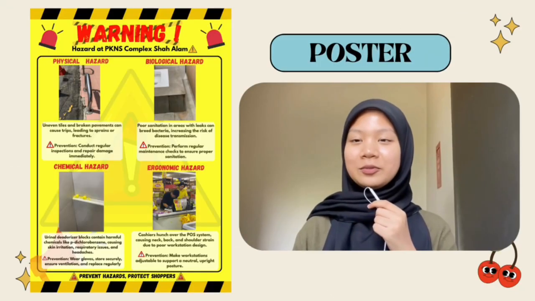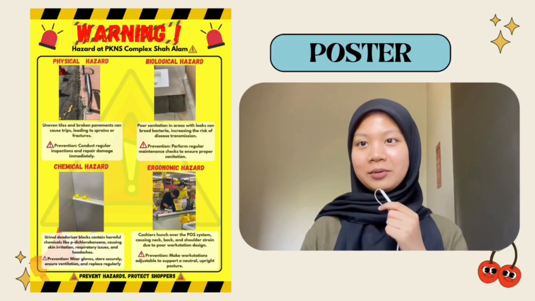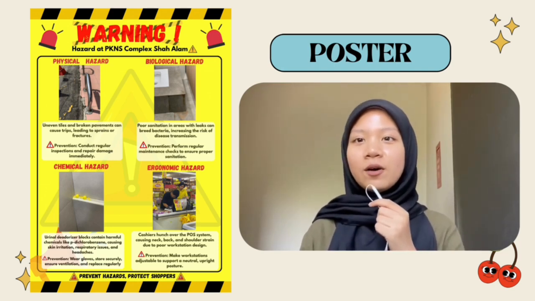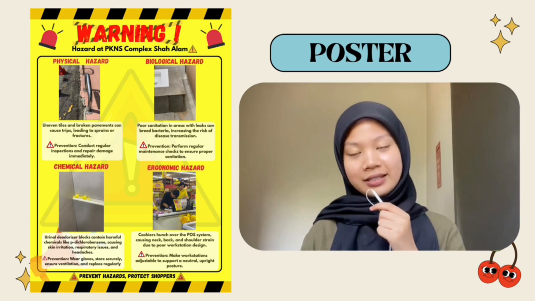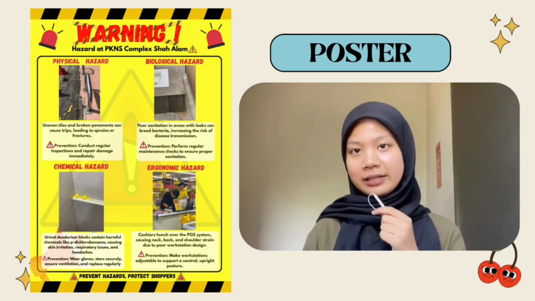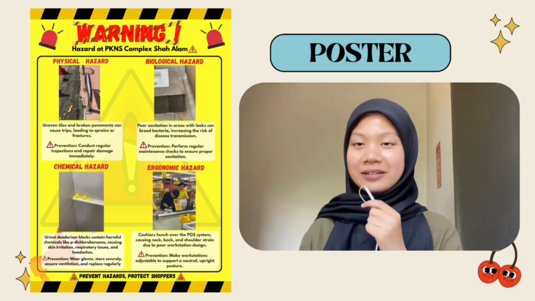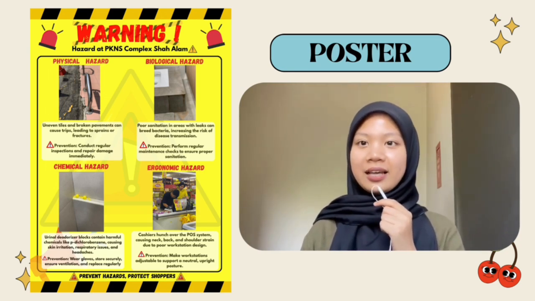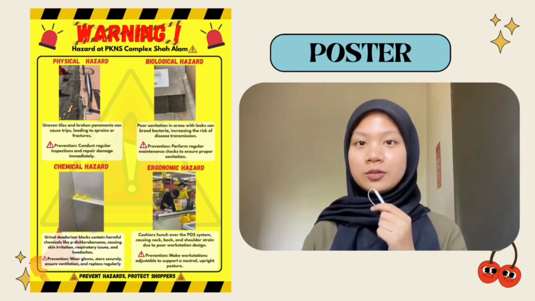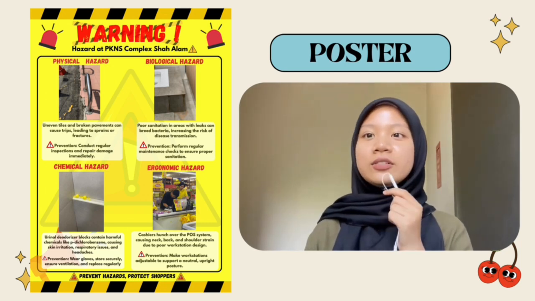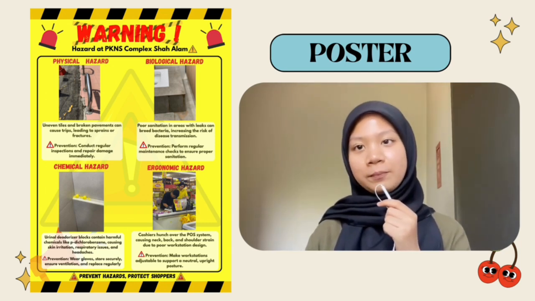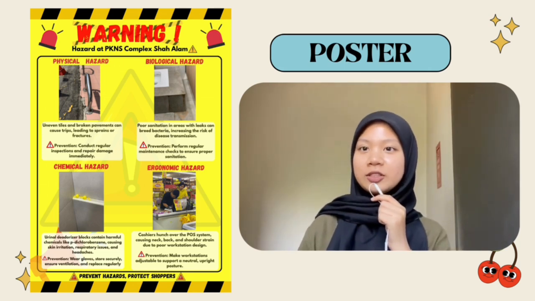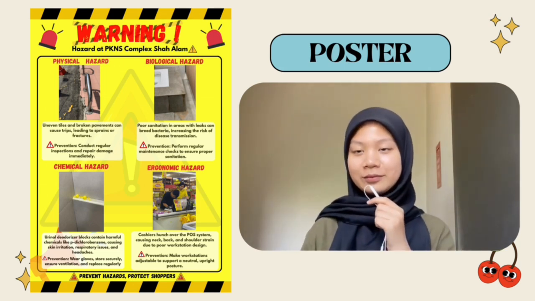Next, I would like to present our poster, The Hazard at PKNS Complex Shah Alam. In this poster, we identified 4 main types of hazard: physical, biological, chemical, and ergonomic hazard. First, the physical hazard. As you can see in the picture, uneven tiles and broken pavement can cause people to trip and fall, leading to injuries like sprains or fractures. To prevent this, regular inspection should be done and any damage must be repaired immediately.